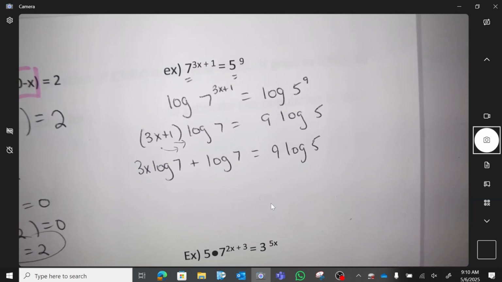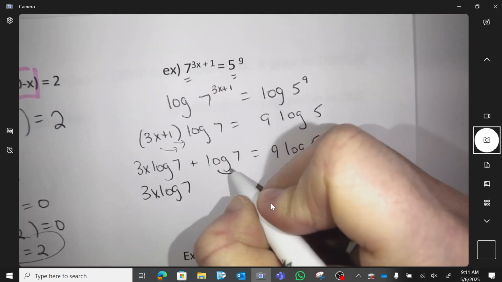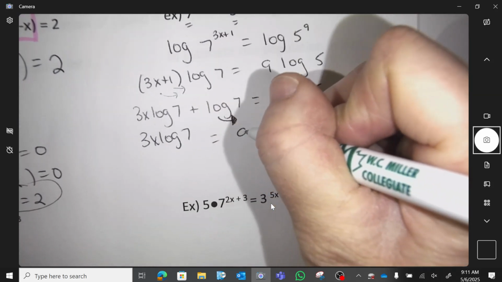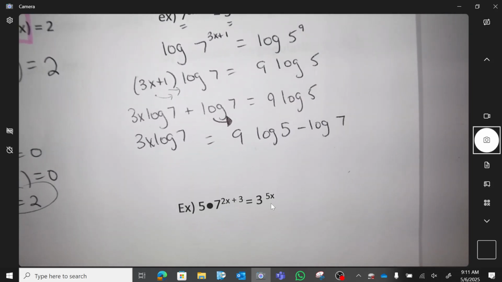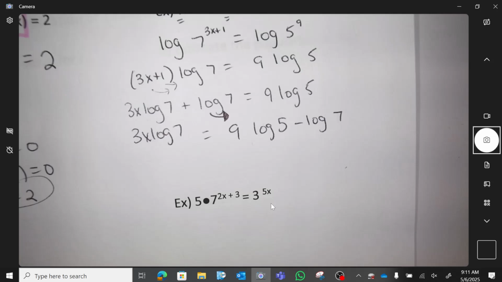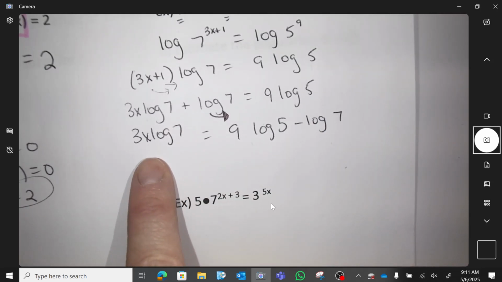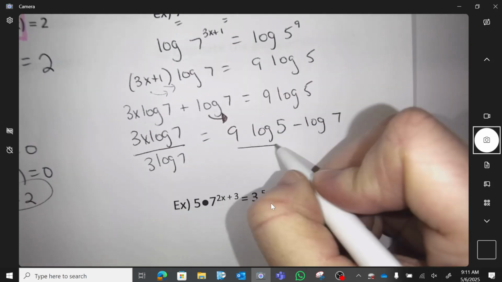Okay, next step. Any term that has an x in it will go to one side. Anything without an x will be on the other side. So this has an x, so I'm going to leave it. This does not have an x in it, so I would put it to the other side. So I moved it over here to the end and I subtracted it. Then to get x alone, I'm going to divide by 3 log 7 on that and that.